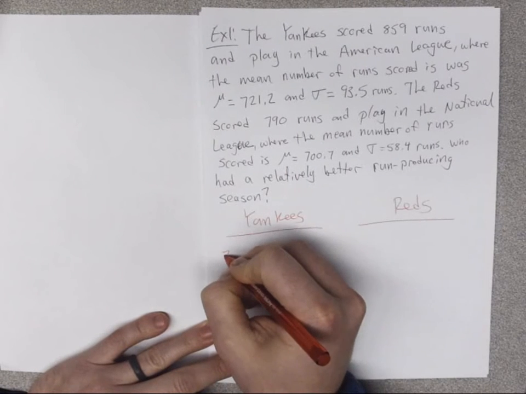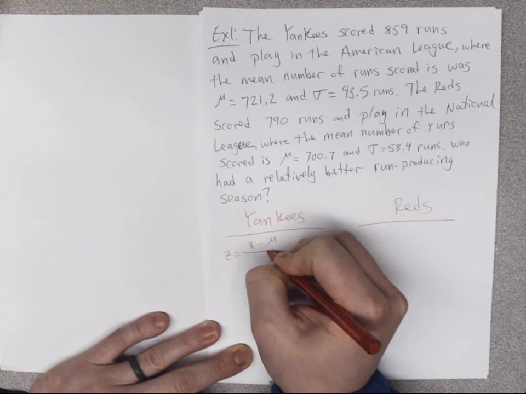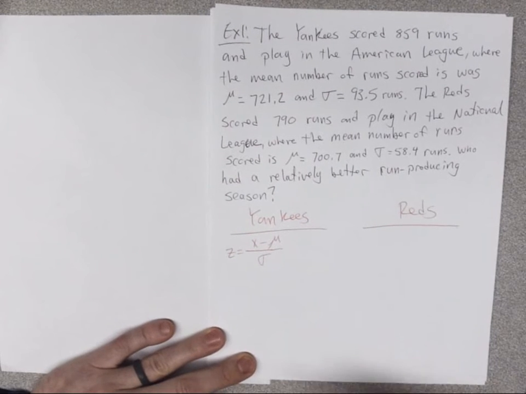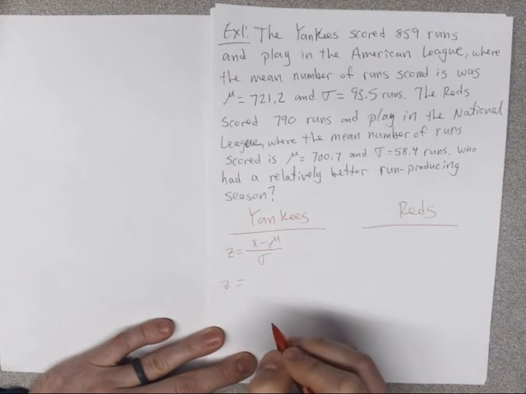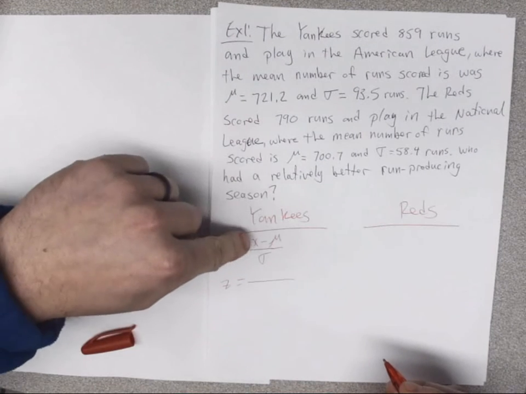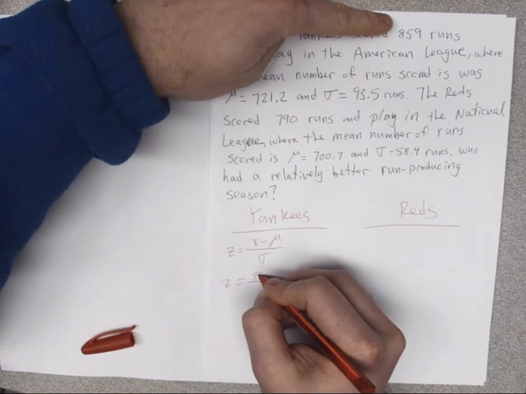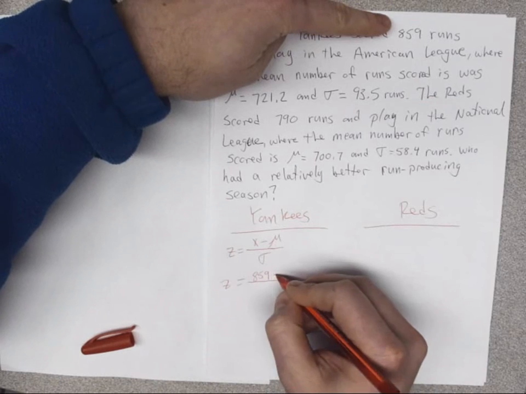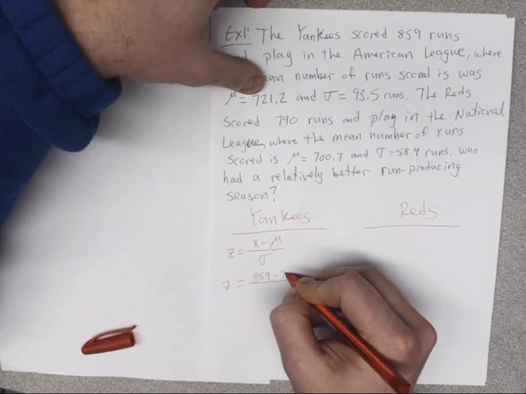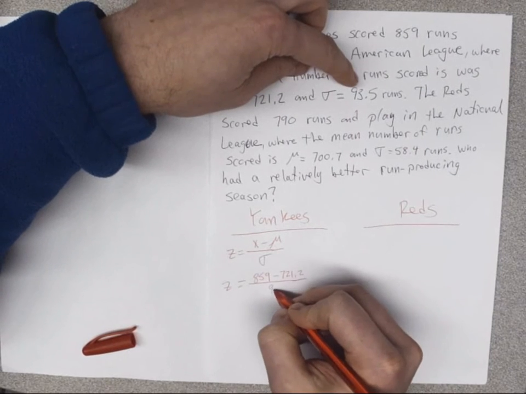So start out by writing the formula. Z is equal to x minus mu all over sigma. I'm just going to start with the Yankees and do them first. So we plug in z is equal to, and plug in everything we want to know. Let's take it step by step. We're dealing with the Yankees, and they scored 859 runs, minus the mean of the league that Yankees are in, which is 721.2, and that's divided by sigma, which is 93.5.